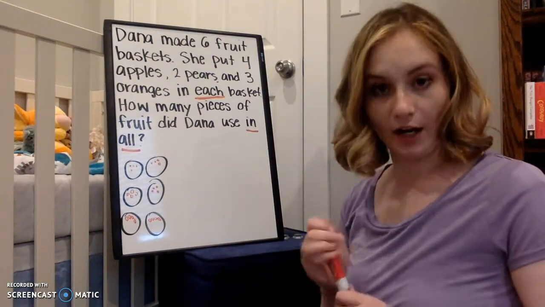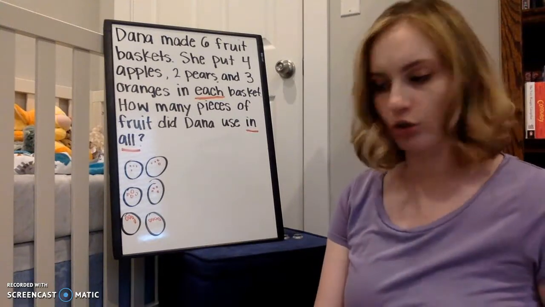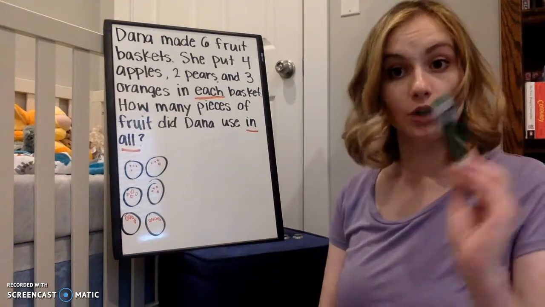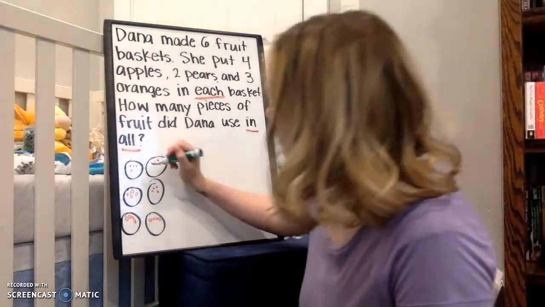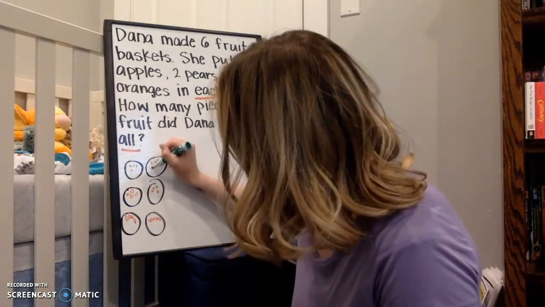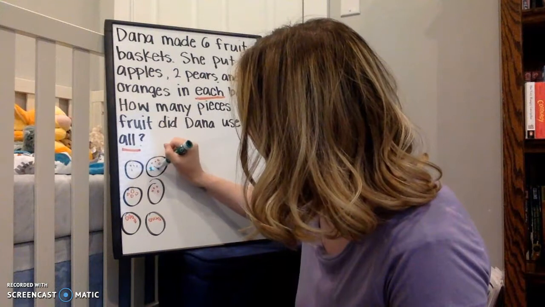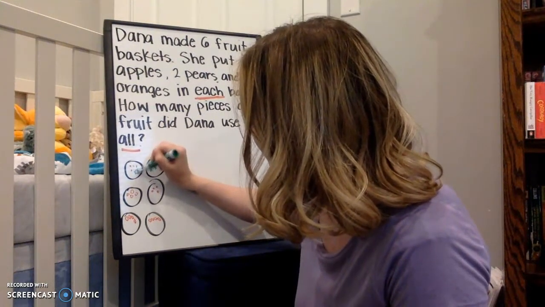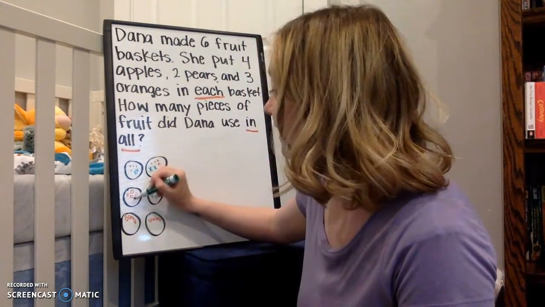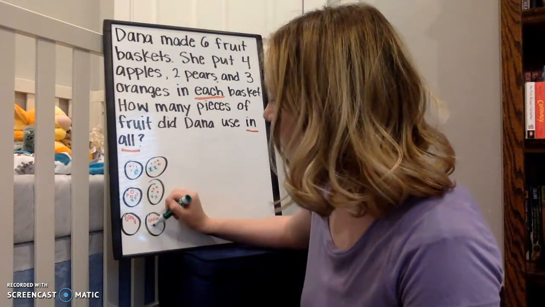Next, two pears. For pears, I'm going to use green. So two pears. I'm just going to say a pear is going to be an X. Two in each basket. I don't want to miss any baskets.